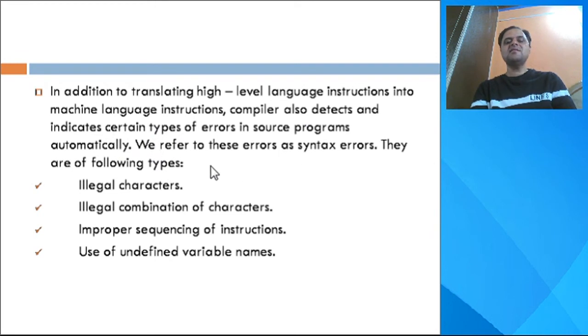We refer to these errors as syntax errors, because we have made some error in the syntax while writing the program. These are the types of errors: illegal characters, the characters we used which are not valid in the vocabulary of the high level language; illegal combination of characters, which are not allowed in the grammar of the high level language which we are using; improper sequencing of the instructions, the instructions which are not written properly; and use of underlined variable names, names which are not allowed.